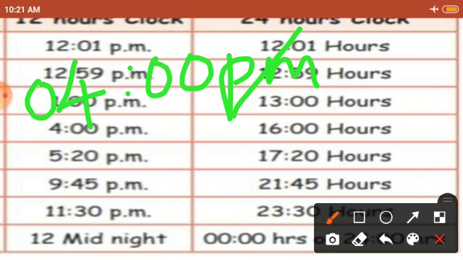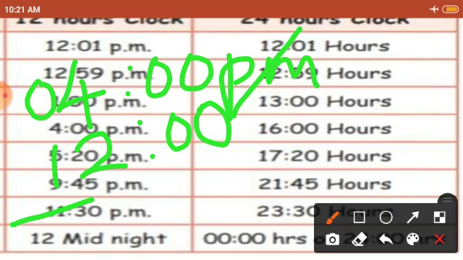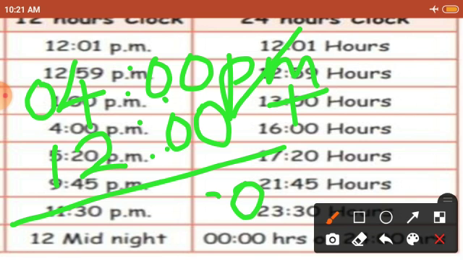This is actually after 1 o'clock. So you have to add 12 with it. So 12 then is 2. After that you have to put 2 zeros. Now you are going to add this. 0 plus 0, you will get 0. 0 plus 0, you will get 0. Next you have to put the colon symbol. Next 4 plus 2, you will get 6. Next 0 plus 1, you will get 1.